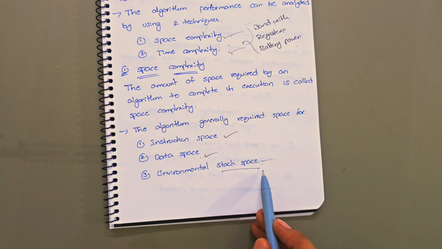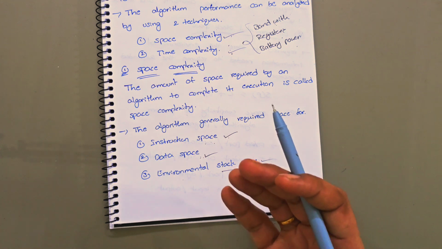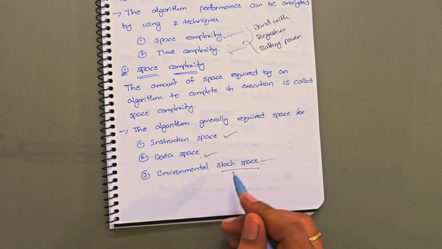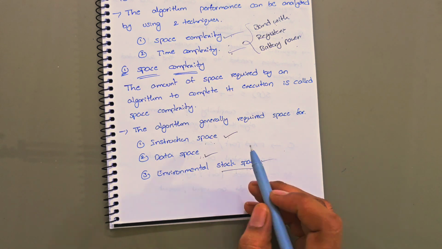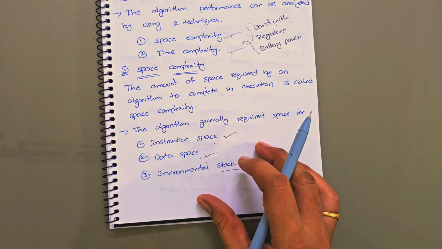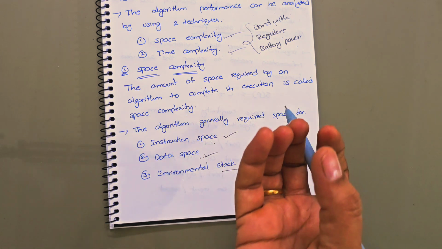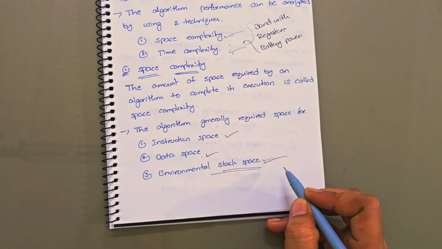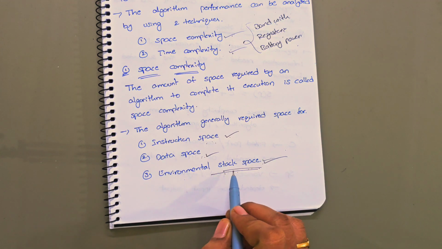Environmental stack space is used to store environmental information needed to resume the suspended function. Suspended functions are mainly about recursive functions. If your algorithm has any recursive function, to store all the recursive function call details, you require stack space. You no need to worry about this. In the next video, I will cover what is the environmental stack space.